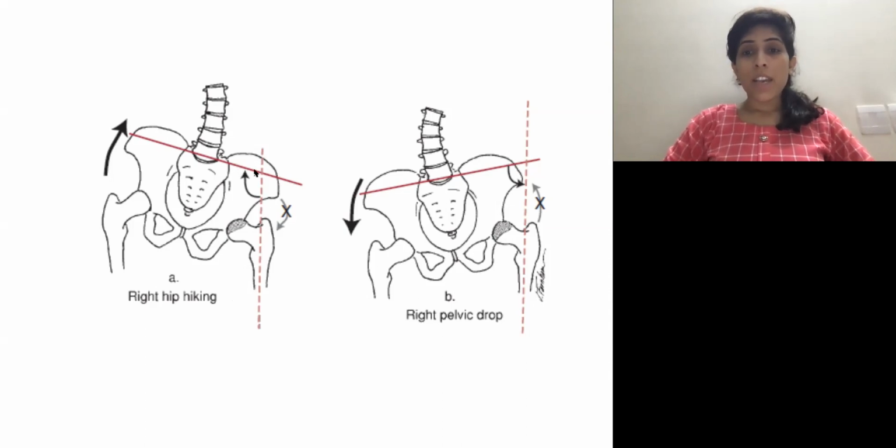Whereas in the case of pelvic drop, if I say the right pelvis is going for the drop, that suggests your right extremity is not in contact with the ground, and the pelvis is moving in the downward direction. And at that time, if we measure this angle, it will get decreased.